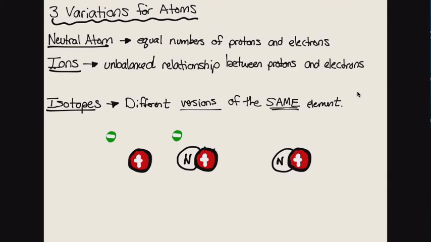Then last but not least, there is this thing, and this is new to you, called isotopes. And isotopes are what we would say are different versions of the same element. Okay, different versions of the same element. I'm going to give you some examples of this in real life, in the universe.